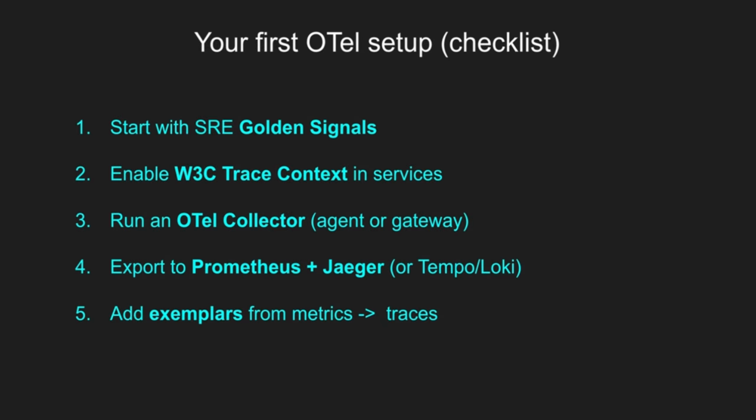So, if you're just getting started, follow this path. Begin with the golden signals, instrument your code with the W3C trace context, run a collector, export to Prometheus and Jaeger or the Grafana stack, and connect your metrics to your traces with exemplars. That's your blueprint for modern, reliable observability. The bottom line is this: observability isn't just about collecting data, it's about connecting it. When metrics, logs, and traces work together, your system stops being a black box and starts telling its story. And that's how you build software you can trust, debug, and continuously improve.